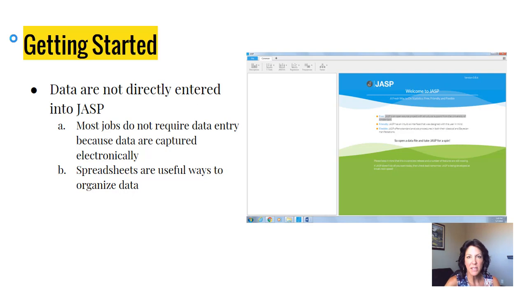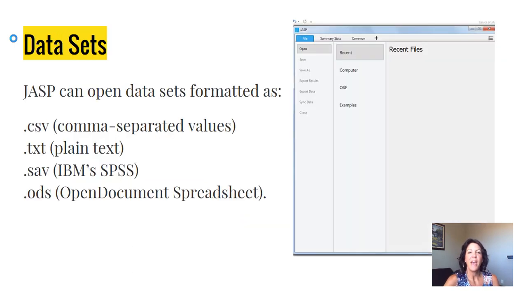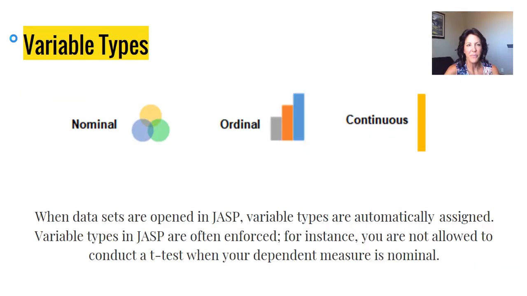And in this class, the source that we're going to be using are Excel .csv files. When you open up Excel, usually you're working with what's called a workbook file, but we're going to be using something else, this .csv file. And JASP can also open data in other formats such as plain text, SPSS, which is another statistical software program, or something called Open Document Spreadsheet, but we're going to be using .csv.